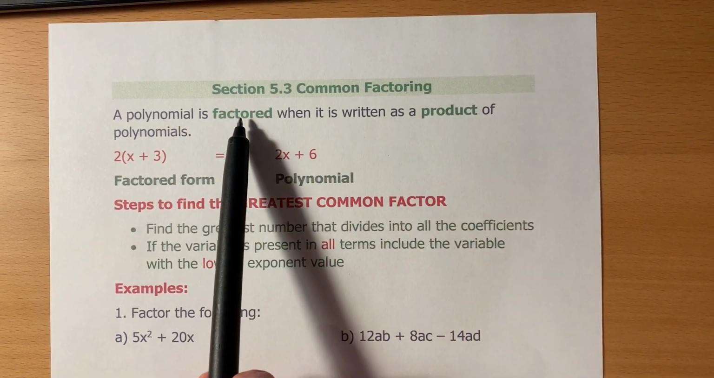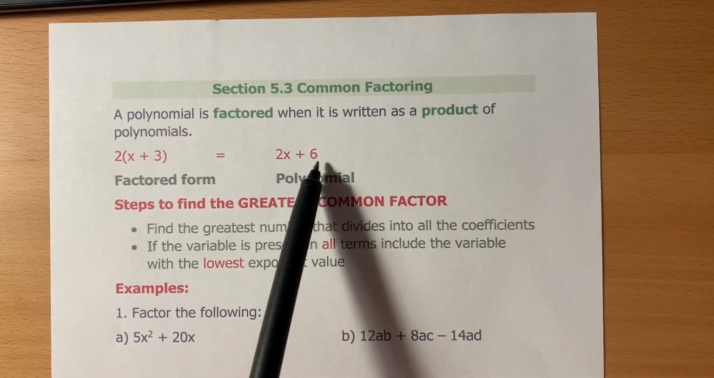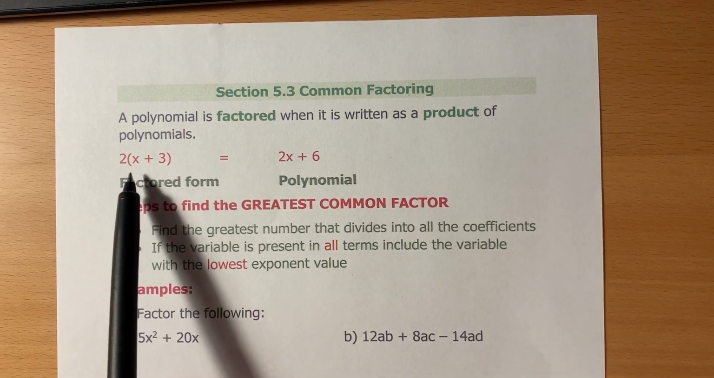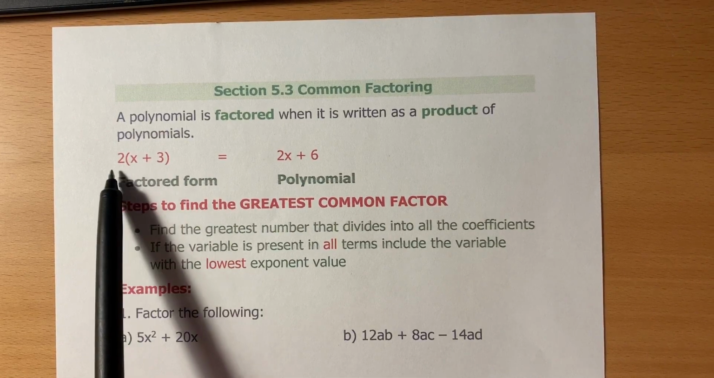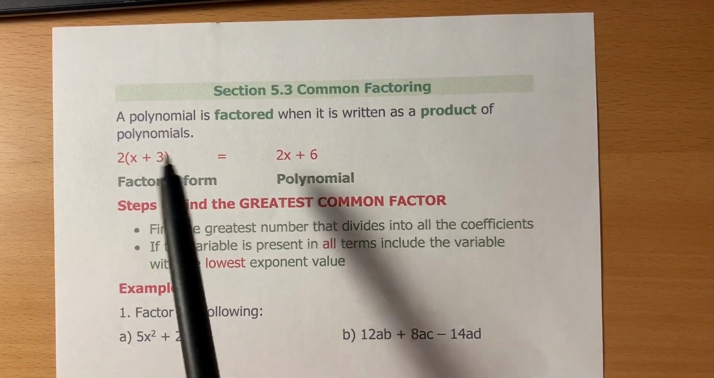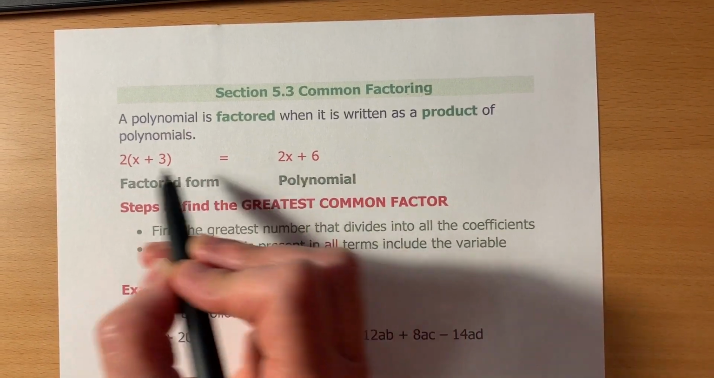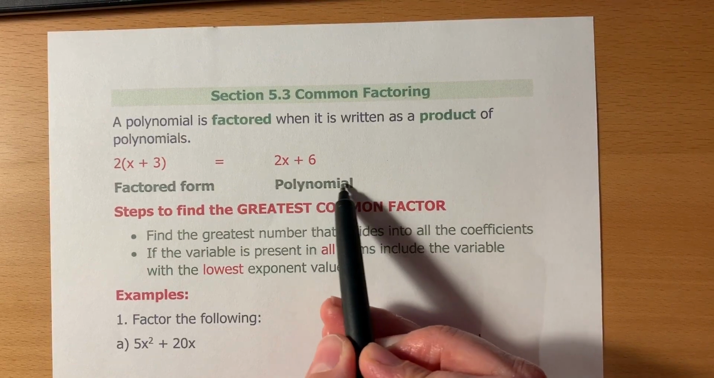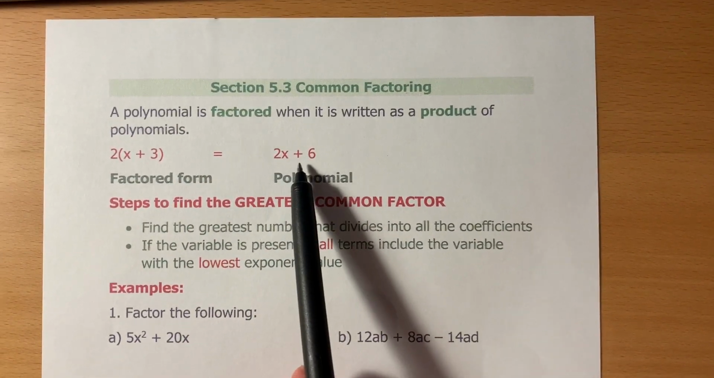So when we factor something, we're changing a polynomial that we're adding and subtracting like this, and we're changing it so now we are multiplying it. This is what you had in section 5.1 and 5.2. You had the factored form, and then you took this 2, you multiplied it in, so you got 2x, and then you did 2 times 3, and you got 6. So you came up with the polynomial. You went from factored form to the polynomial.